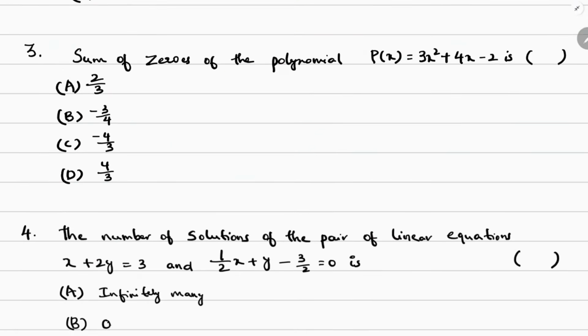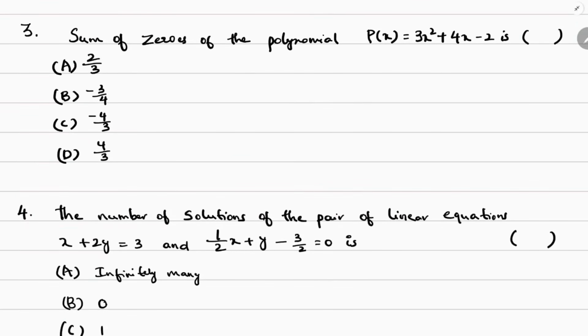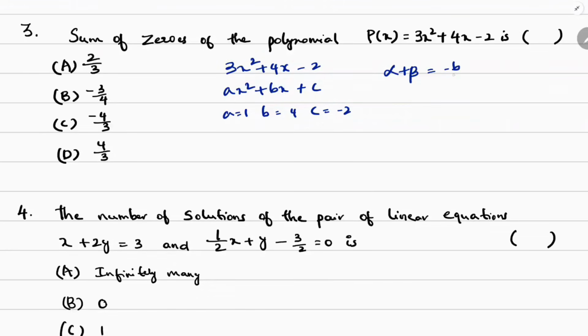Next, third question. Sum of the zeros of the polynomial 3x square plus 4x minus 2. If we compare with the standard one, ax square plus bx plus c, a is 3, b is 4, c is minus 2. Alpha plus beta is minus b by a. So minus 4 by 3. So the correct option is C.